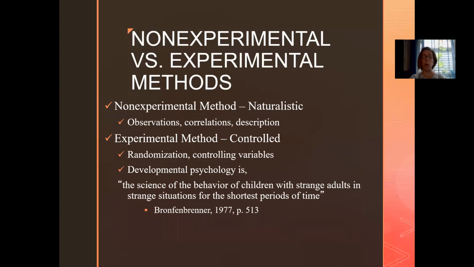Experimental method, part of why we're not doing it for our studies in this class, is because it requires a lot of control. So being able to randomize the presentation of different conditions, making sure that everyone is just as likely to get the control condition as they are to get the experimental condition, and that we have everything controlled. So only the thing that we think is causing a relationship is varied. Everything else is controlled.